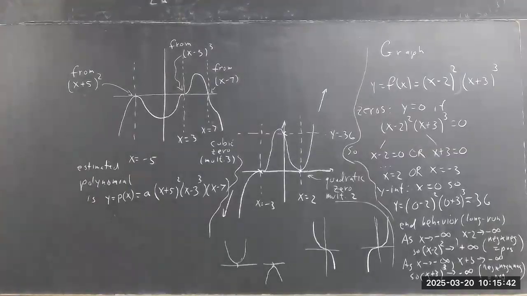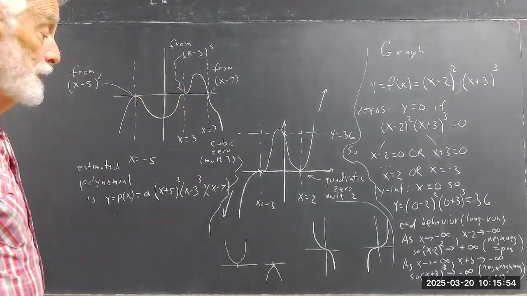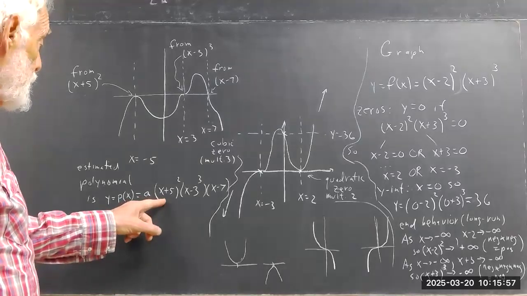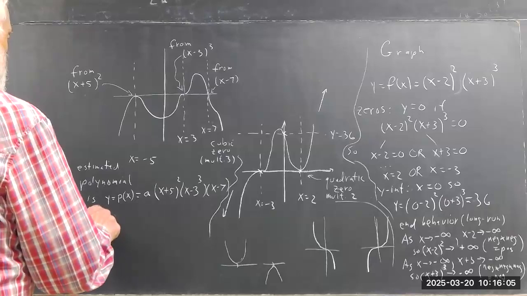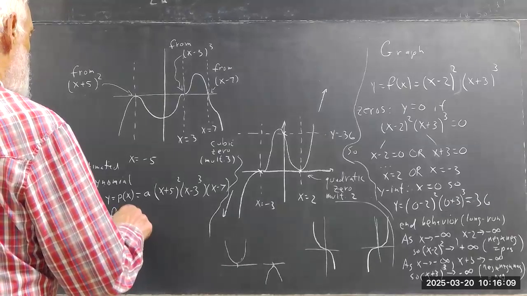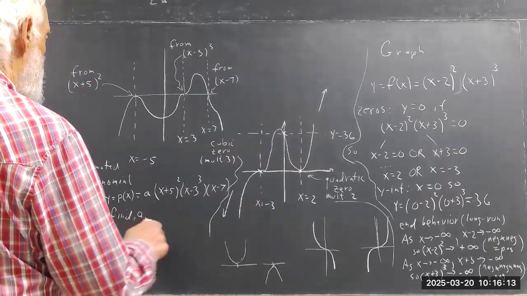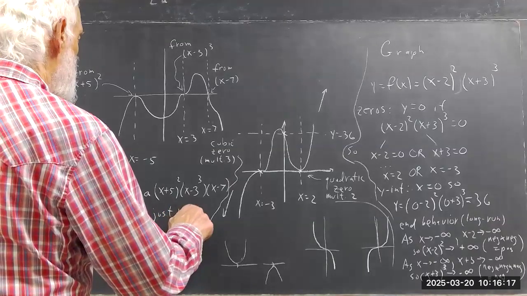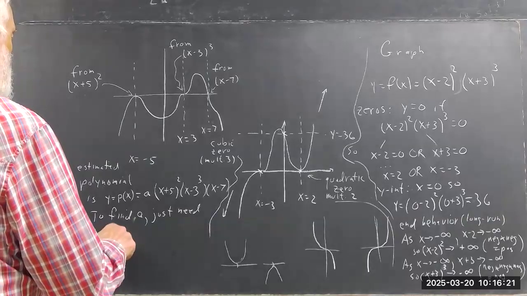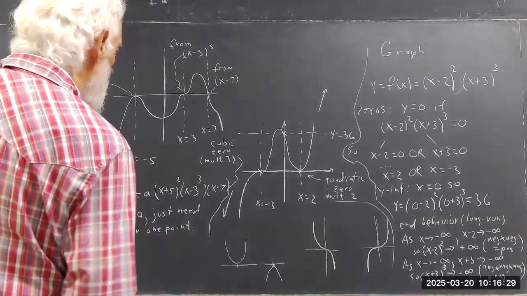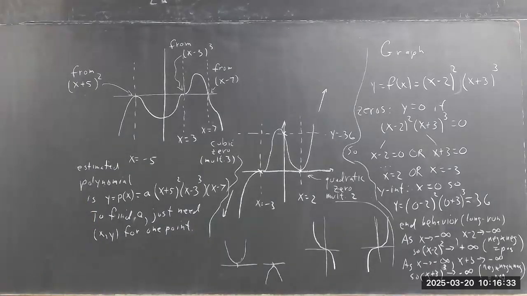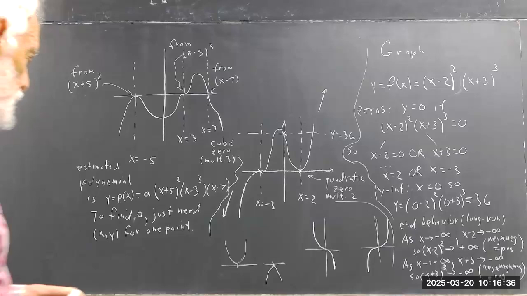Now, if we want to find a, what information do we need? We need the coordinates of some point. If I've got the coordinates of some point on this graph, and I can put the x and the y in, I can solve for a. Okay. Tell me what x, y is for one point. That gives you the scale of the whole graph. Okay. So let's pick a point.